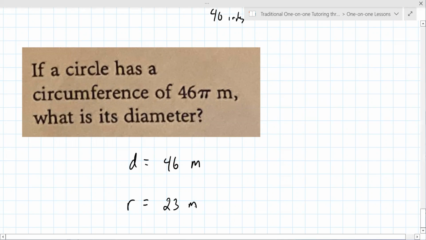23 meters. Good. Okay. Now, are you driving yet, or is that coming up? No, I'm going to soon drive, I hope. Nice, nice. It'd be fun when you're able to get behind the wheel.